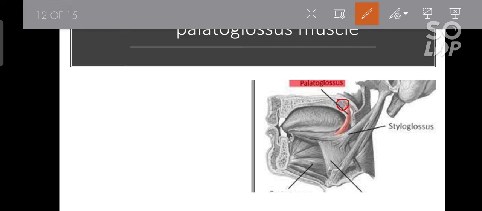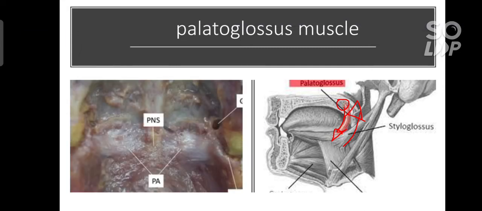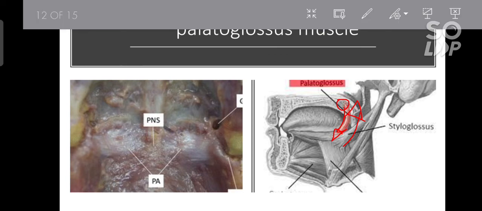It's the posterior border of the hard palate, and insertion is into the tongue. So you can imagine that the action is in this direction, which is tongue elevation, but the Palatoglossus muscle is characterized by elevation of only the back part of the tongue. This photo is telling you what the palatine aponeurosis is, here in the posterior part of the hard palate.